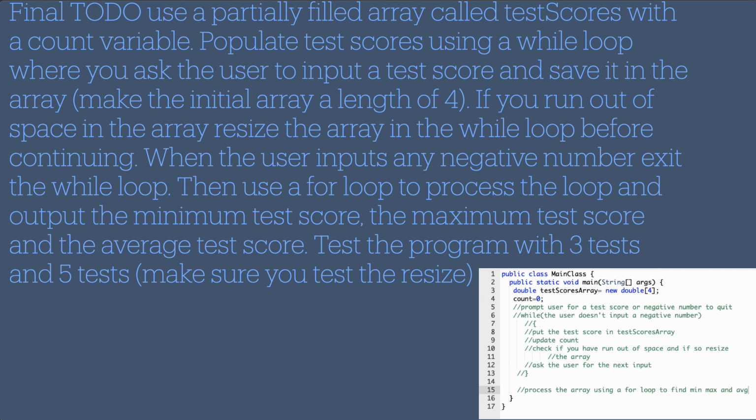Then use a for loop to process the array and output the minimum test score, the maximum test score, and the average test score. Okay, this is very similar to the previous slide. In fact, maybe this is a good way to practice the use of the ternary operator for the min and the max. All right. Finally, I want you to test the program with 3 tests and 5 tests, right?